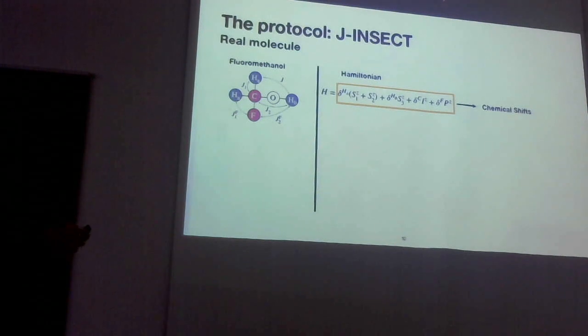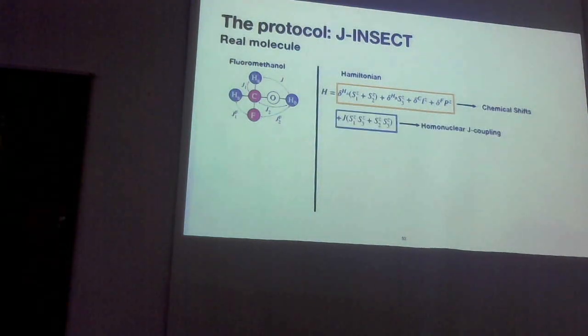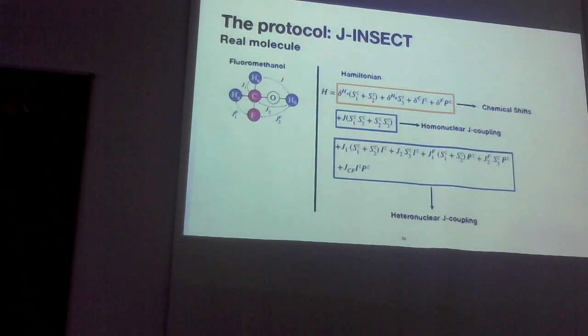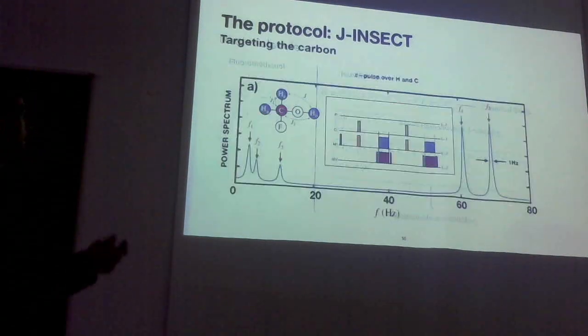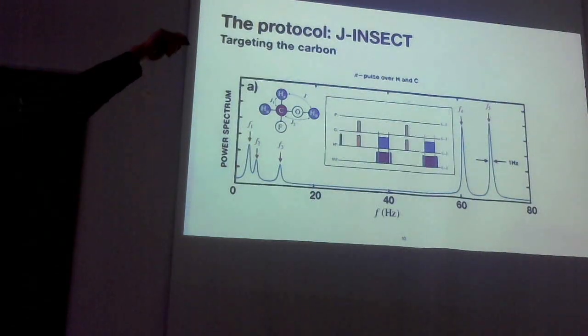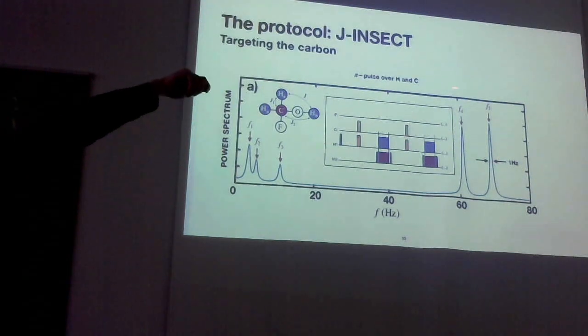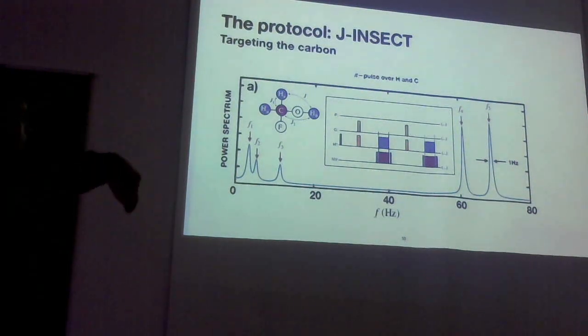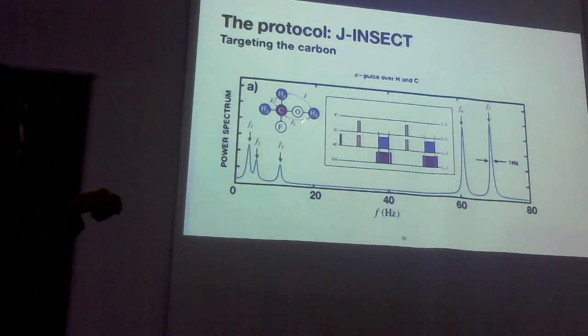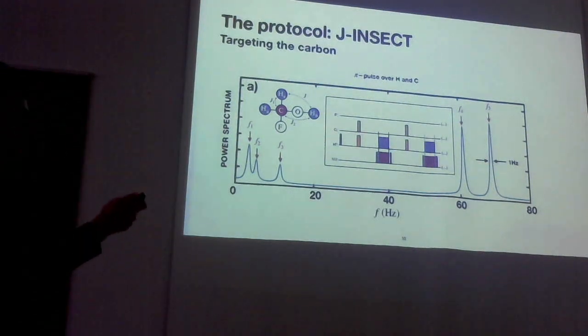First, the full Hamiltonian would be something like this. This is the chemical shift terms. It would also have a homonuclear J-coupling term, which means an interaction between nuclei of the same species, in this case the hydrogens. And then it would have heteronuclear J-coupling terms, which are the rest of the interactions that you can have between hydrogen-carbon, hydrogen-fluorine, etc. Now, if I apply a pi pulse over only hydrogens and carbons, in principle I only target the interaction between hydrogen-carbon, hydrogen-hydrogen, and carbon-hydrogen again. So the spectrum that we get is this one right here, and each peak of this spectrum has encoded the information about these J-couplings. I'm not going to show you the analytical expressions.